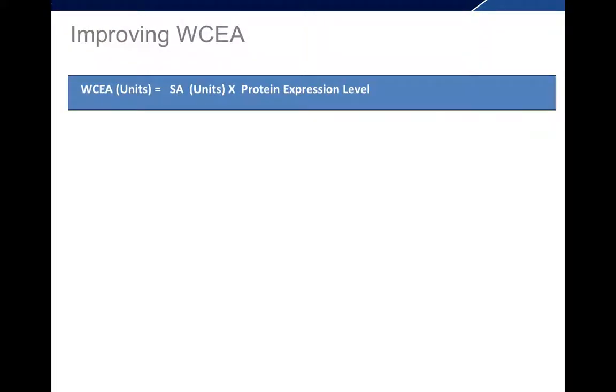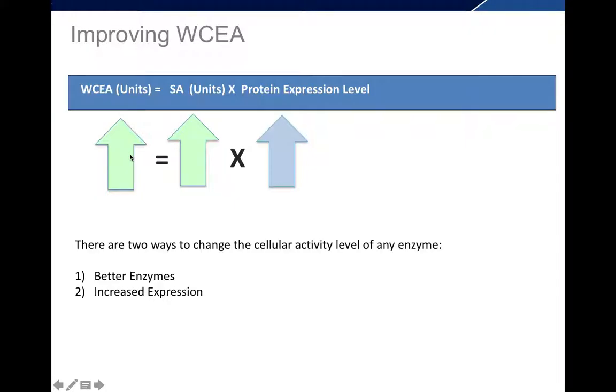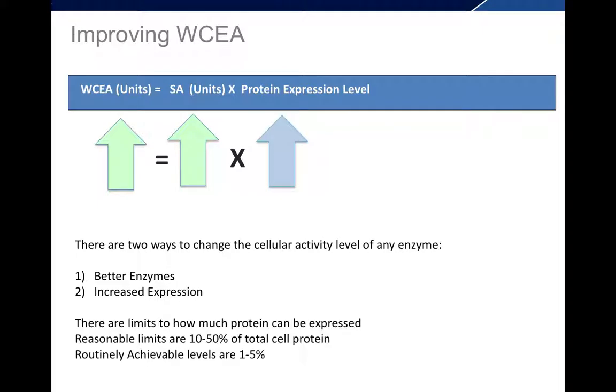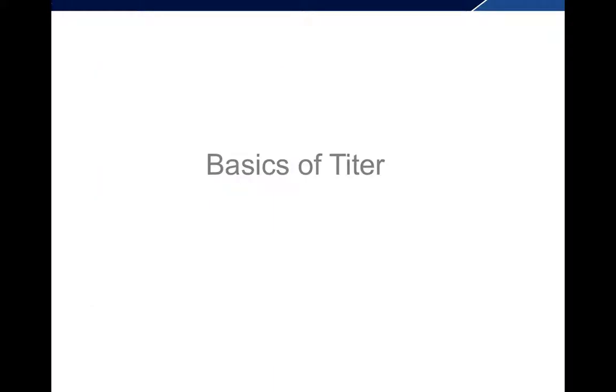product. So summarizing what we just said there, just like in volumetric rate, there are 2 ways to improve the whole cell enzyme activity, right? The first would be to make a better enzyme, which would affect the specific activity. The second would be to increase the expression. And just to remind you that there are limits on how much you can increase expression. So again, many times key challenges in research and development and biochemical engineering are around making better enzymes or finding better enzymes.